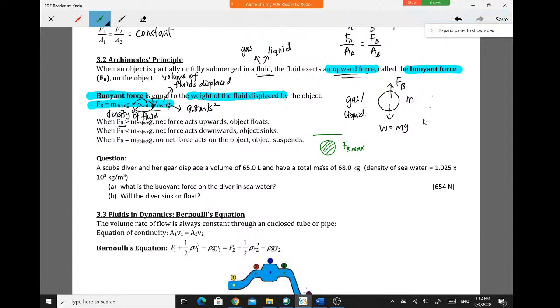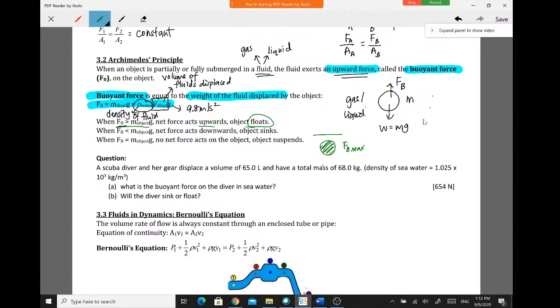Okay, so that will be your maximum buoyant force here. If the maximum buoyant force is larger than the weight of the object, then the net force will go upwards, which will cause the object to float on top of the water.